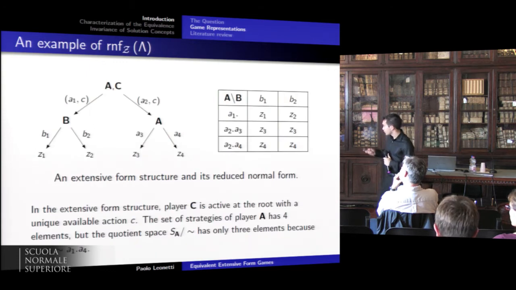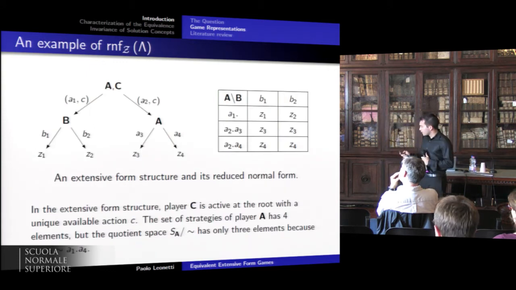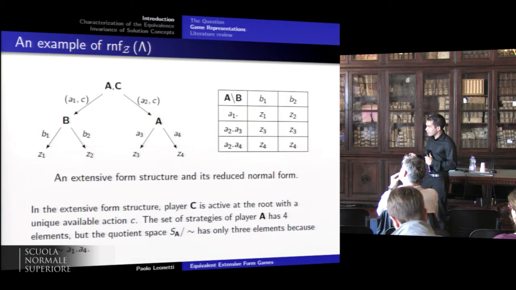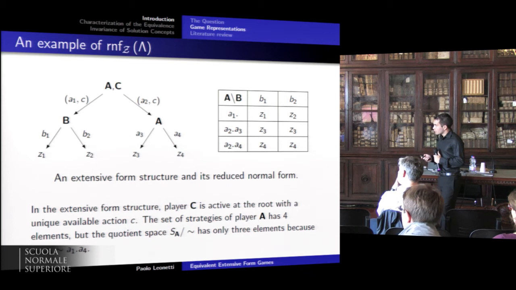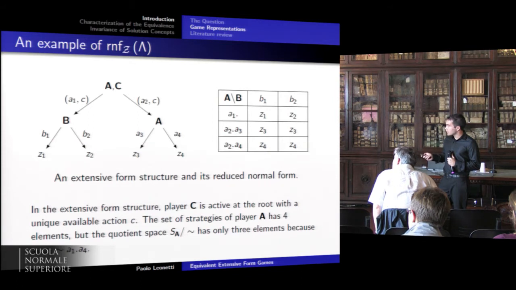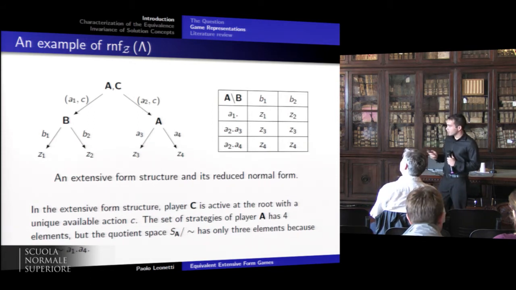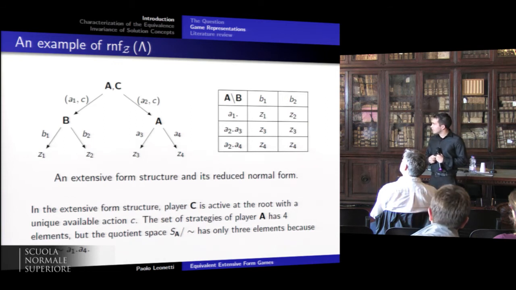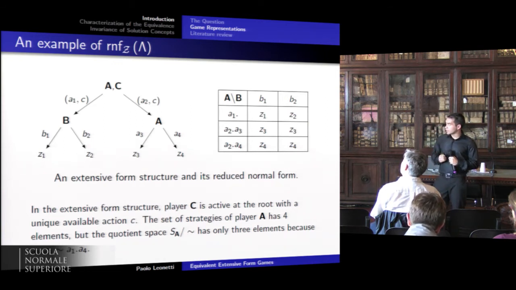For example, here, it's a game where at the root there are players A and C. Player A has to choose between A1 and A2. And player C has only one available action. If player A chooses A2 here, then he has to choose again between A3 and A4. So the set of strategies of player A has four elements, because it's a pair of actions, one taken from A1, A2, and the other one taken from A3, A4.